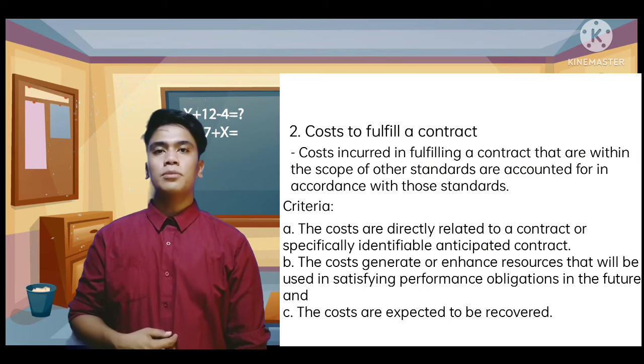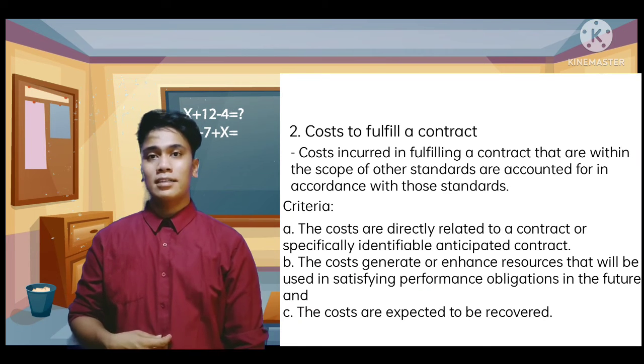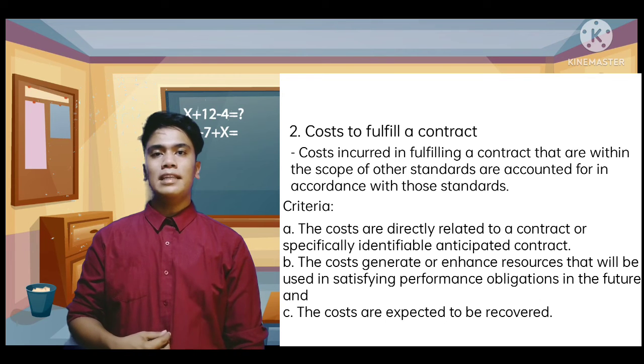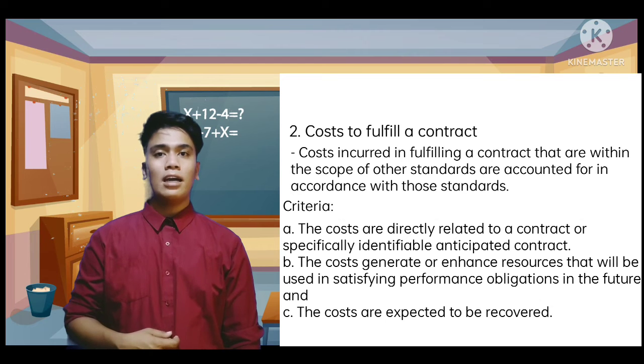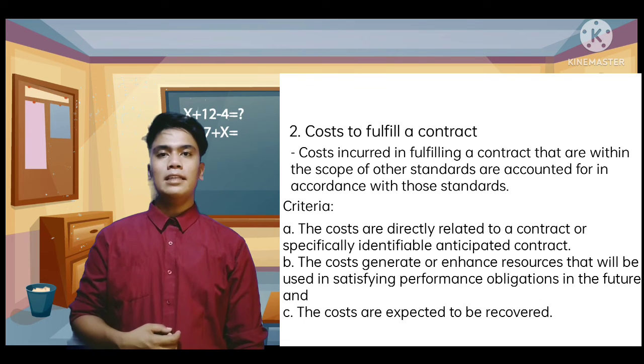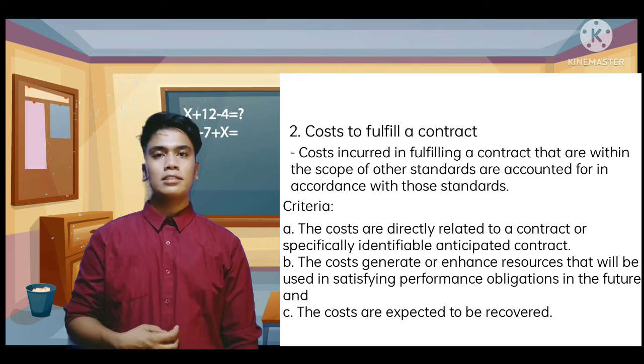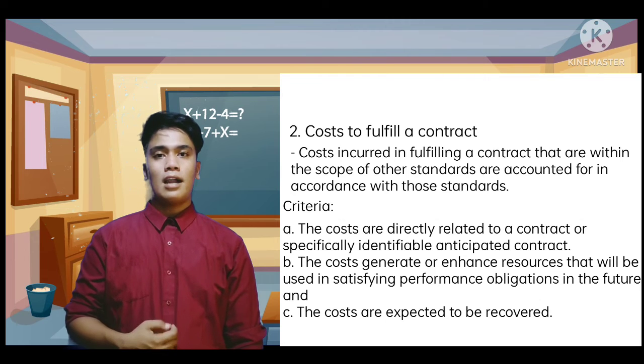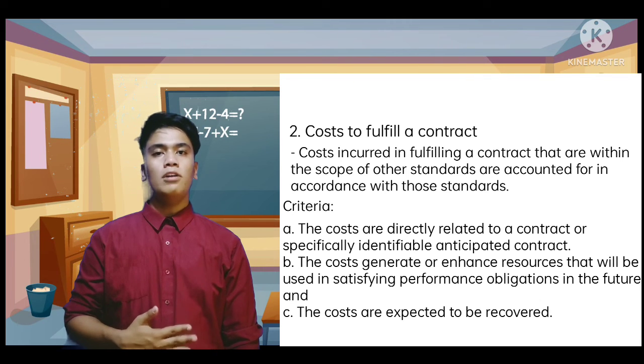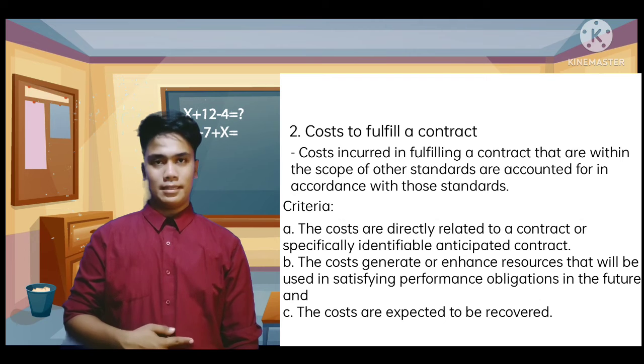Pangalawa, cost to fulfill a contract. Costs incurred in fulfilling a contract that are within the scope of other standards are accounted for in accordance with those standards. Costs incurred in fulfilling a contract that are outside the scope of other standards are recognized as asset if all of the following criteria are met.